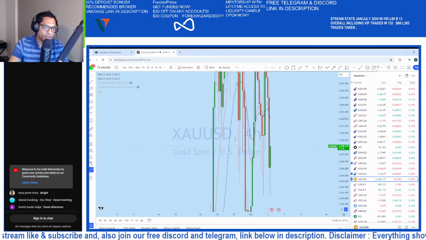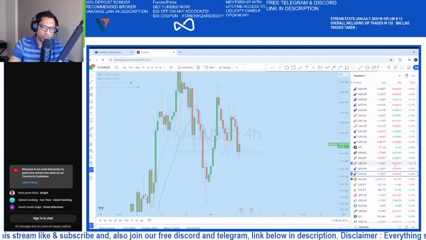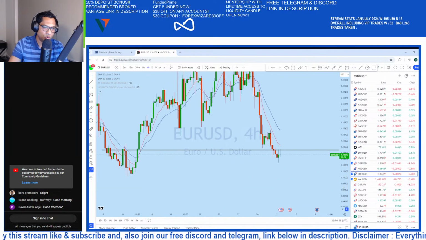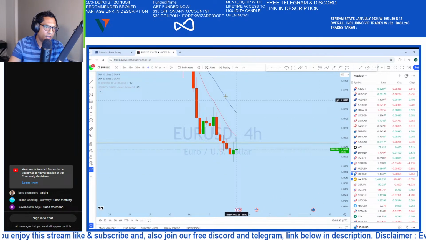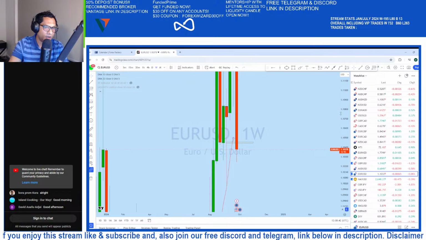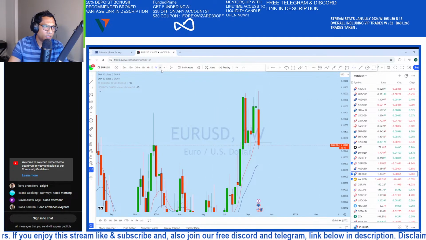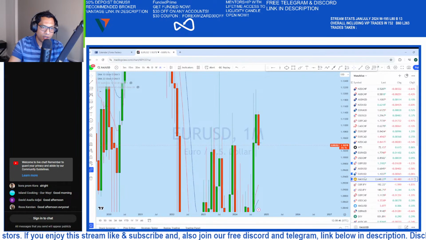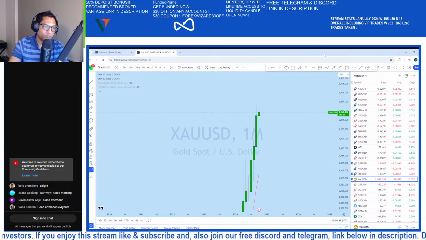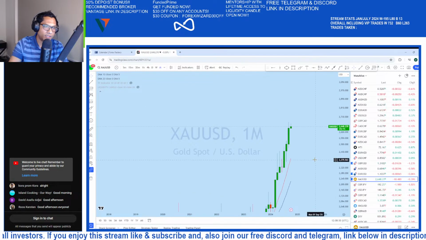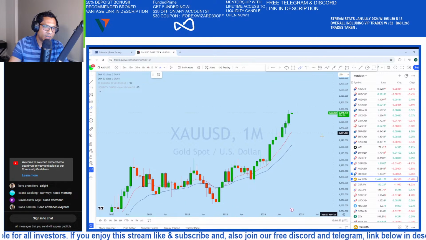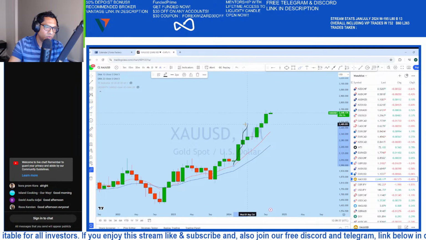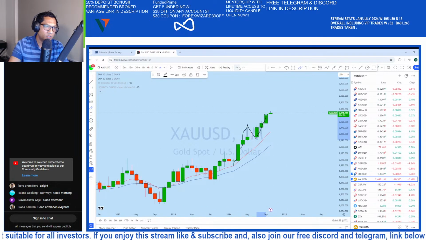I was looking at XAUUSD, and you can see this is EURUSD. If we look at the higher time frame and the lower time frame on EURUSD and XAUUSD, we can see that XAUUSD is a significant market. There's a bounce, pullback, another bounce.